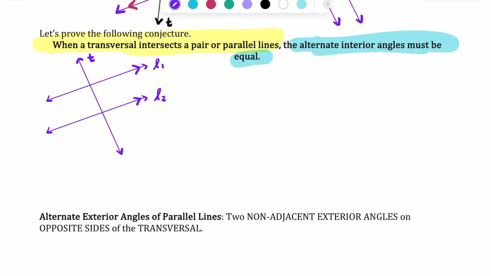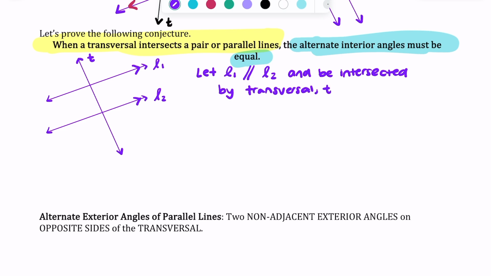And my let statement's going to look like this. It is going to say, let L1 be parallel to L2 and be intersected by transversal T. That's it. My let statement is simply describing what I just drew.